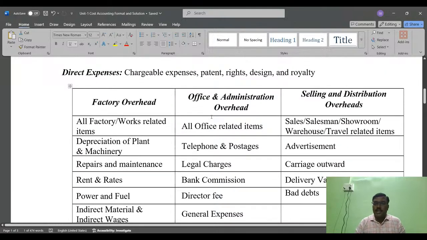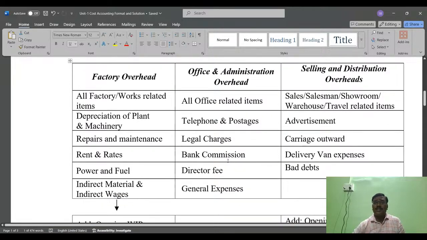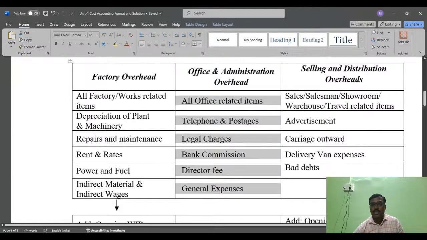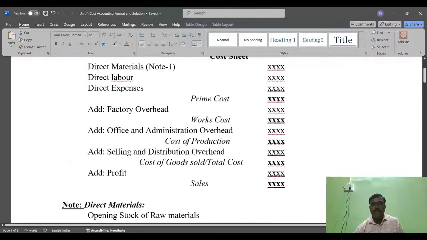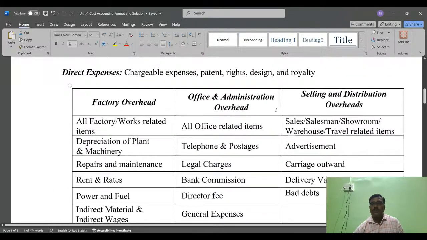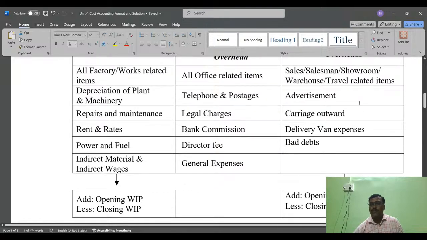And office and administration overhead. The items included in office administration overhead are all office-related items: telephone and postage, legal charges, bank commission, director fees, and general expenses. These are things done at the office. So all these items are clubbed and merged as office administration overhead, and posted here. Okay. The last expense to be added is selling and distribution overhead.